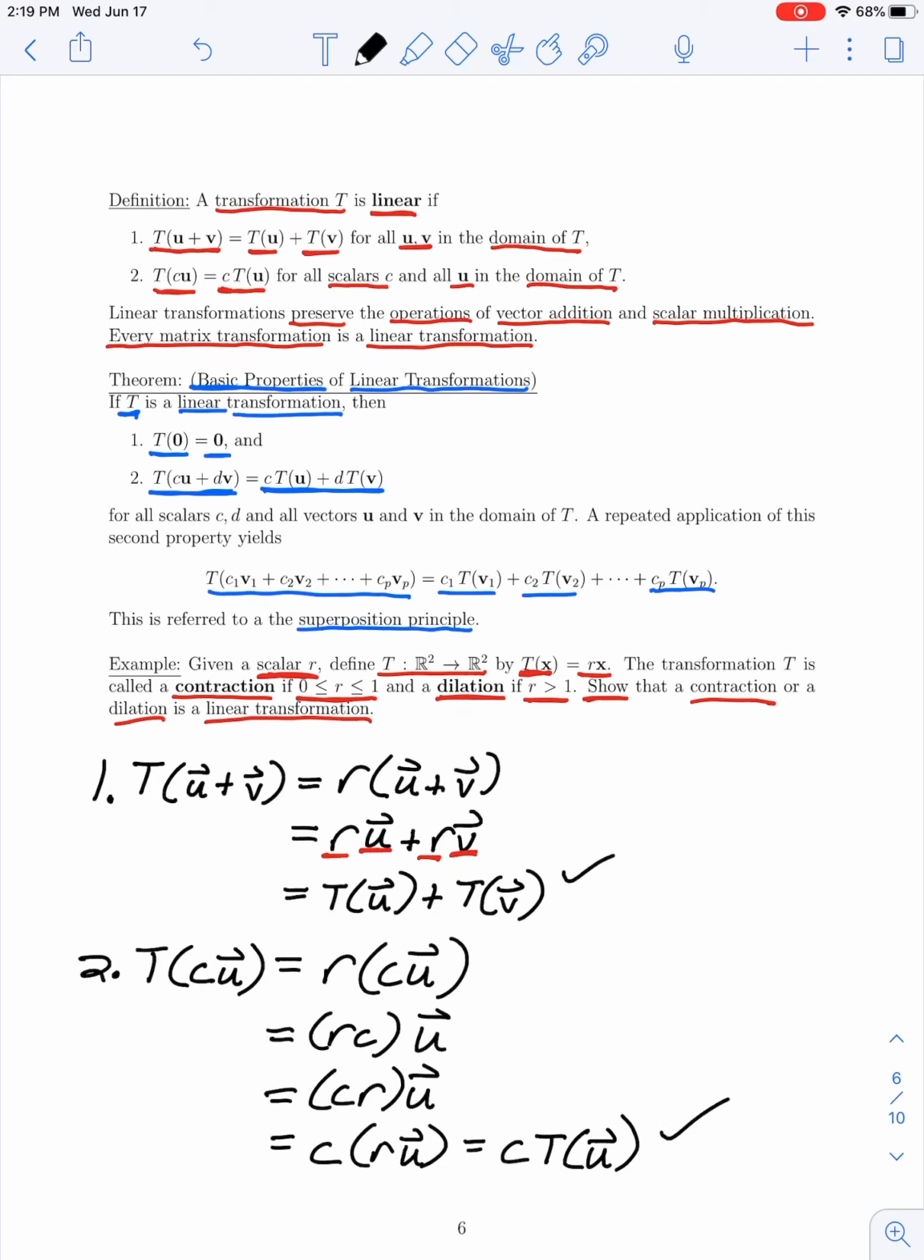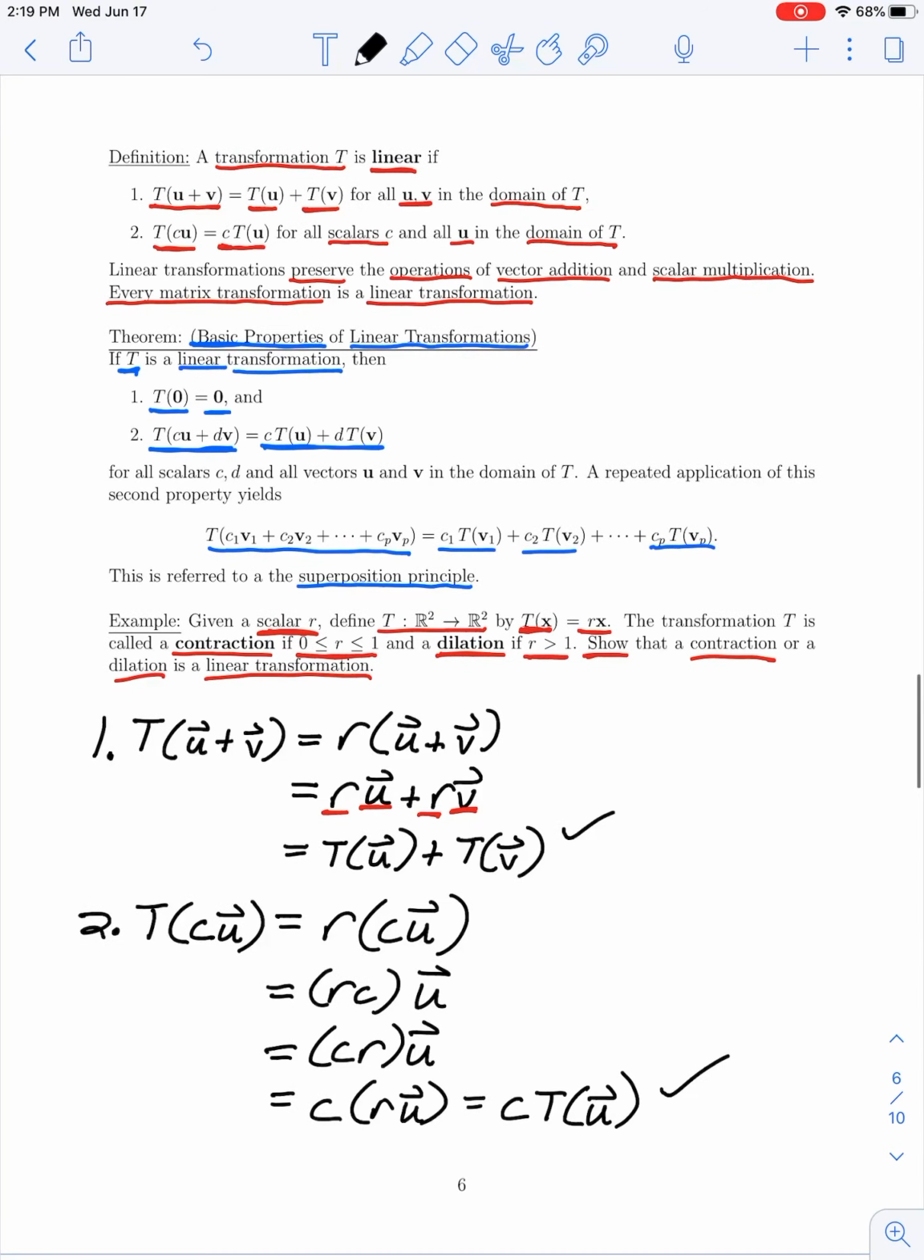So here, this sort of transformation, either a contraction or a dilation, is a linear transformation. It satisfied both conditions of the definition. So here we have established that T is a linear transformation.